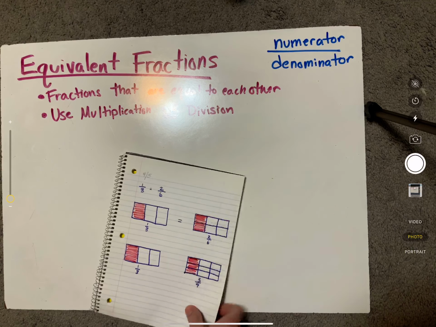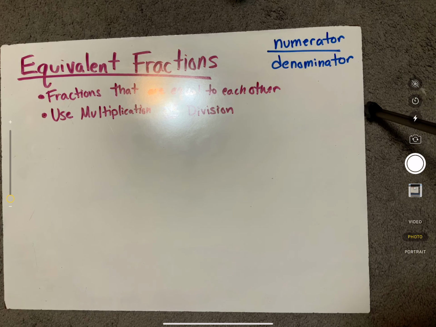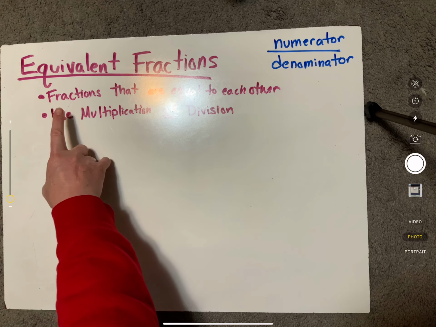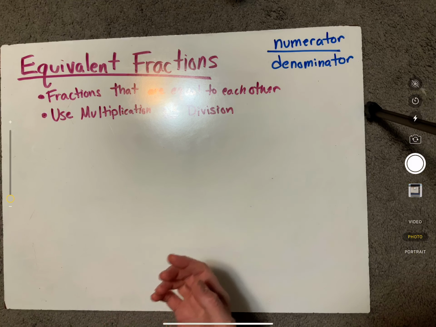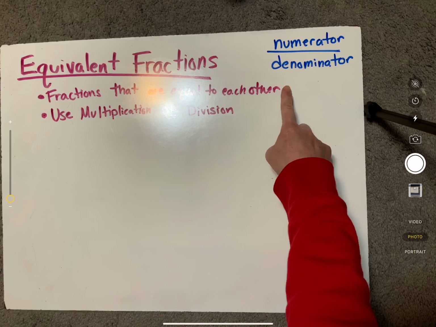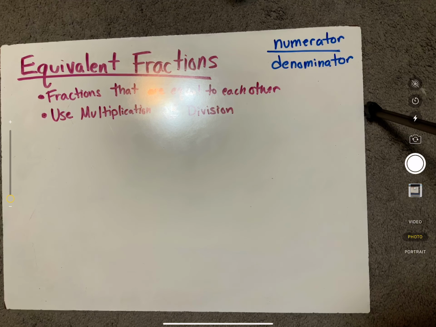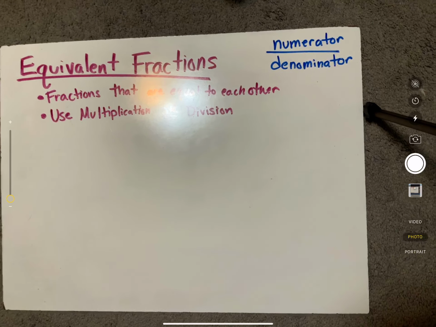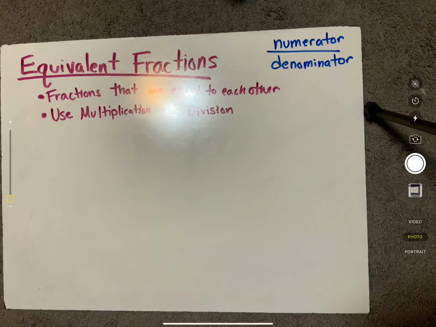Now today, instead of using manipulatives and instead of using drawings, we're going to use math. Equivalent fractions are just fractions that are equal to each other. If we take the word equivalent apart, equi- means equal or the same. Now remember, the parts of our fraction are a numerator on the top and a denominator on the bottom. To make equivalent fractions, you can use either multiplication or division. We're going to start with multiplication first.